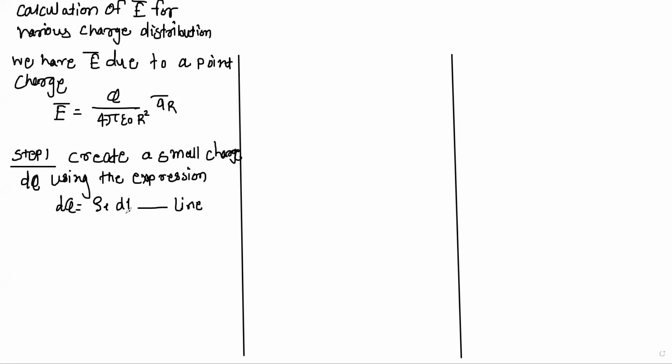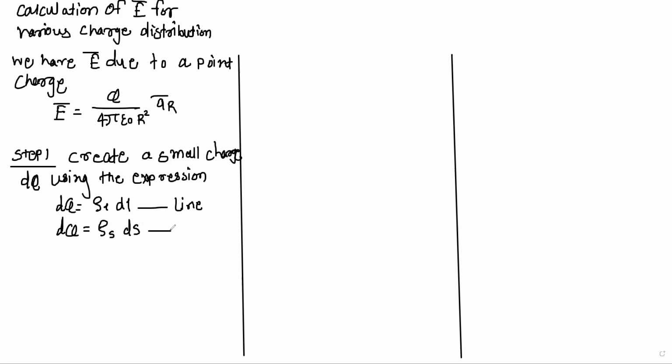dq is equal to rho l dl. This is for line charge. We have studied this line charge configuration. In that, dq is equal to rho l dl. dq is differential charge, rho l is the line charge density, and dl is the differential length. Right? Then for surface charge, dq is equal to rho s ds.